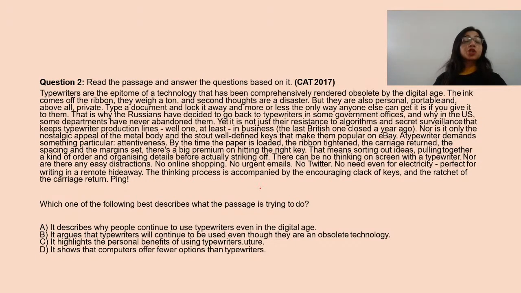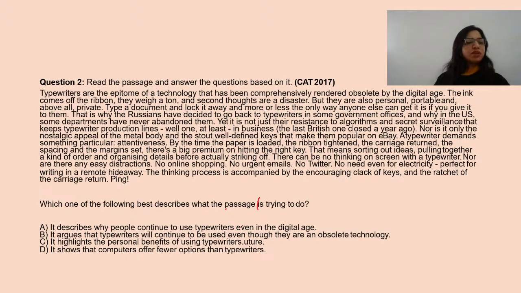So the first question, which appeared in CAT 2017, says that typewriters are the epitome of a technology that has been comprehensively rendered obsolete by the digital age. So as soon as the digital era started, many things got disrupted. And typewriters are one of those things that were comprehensively disrupted or made obsolete by the digital invasion.